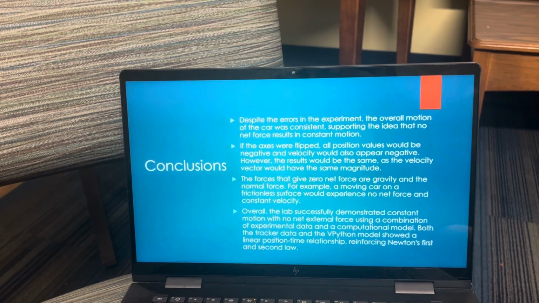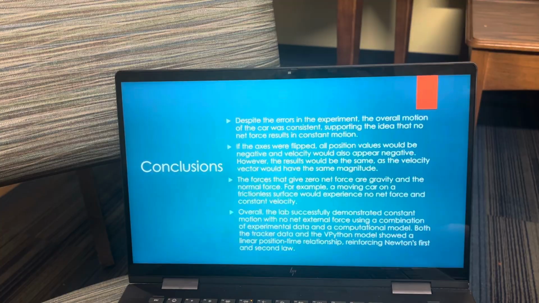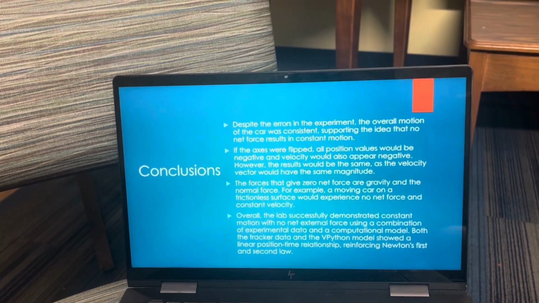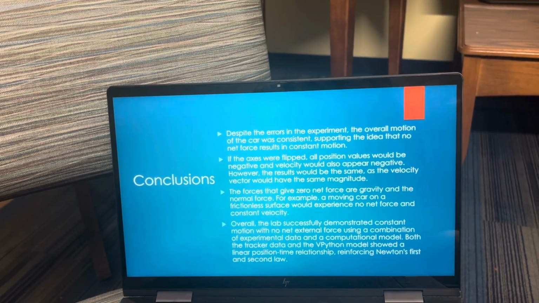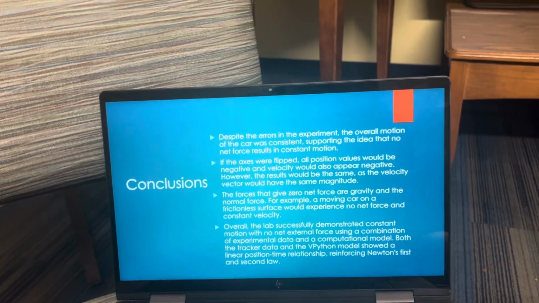Overall, the lab successfully demonstrated constant motion with no net external force using a combination of experimental data and a computational model. Both the Tracker data and the VPython computational model showed a linear position-time relationship, reinforcing both Newton's first and Newton's second law. And so that is the end of my lab report.